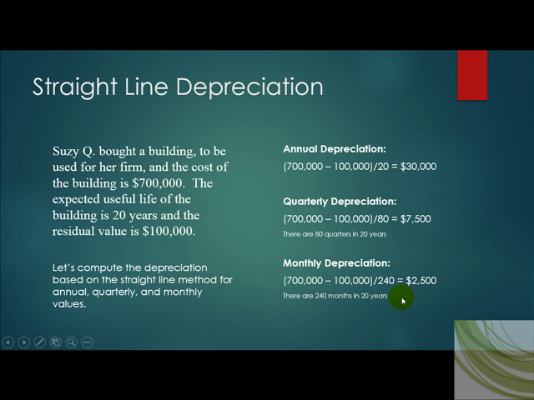Monthly depreciation: $700,000 cost minus the residual value divided by 240. And this equals $2,500 per month. There are 240 months in 20 years.